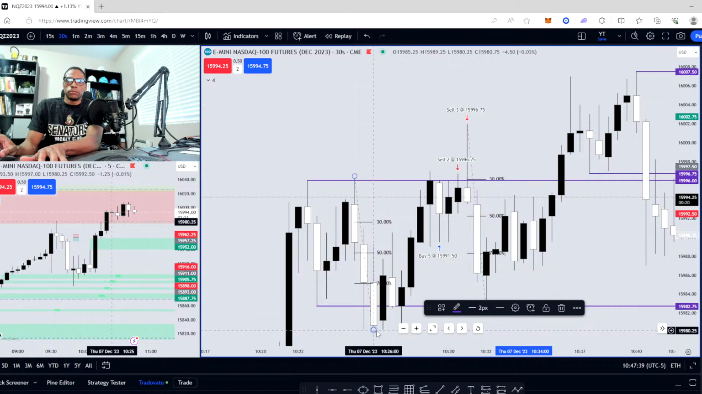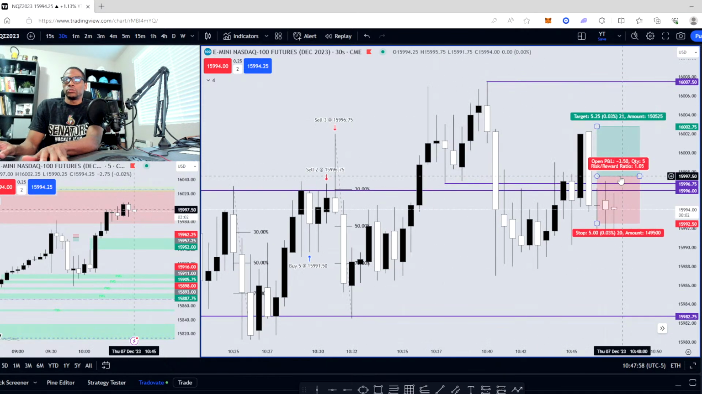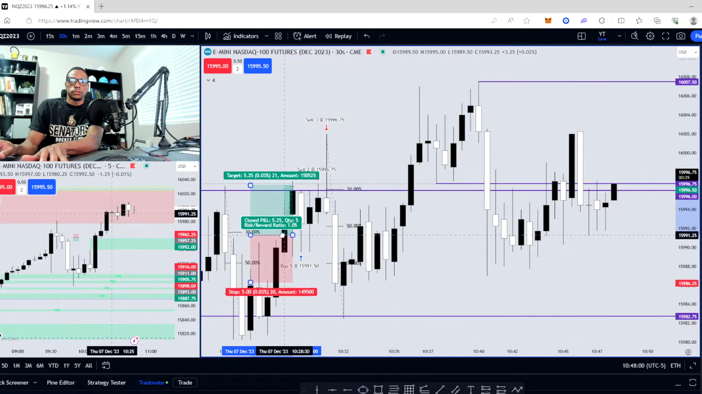So from there, we set up this Fibonacci from this low to this high. And we waited for price to retrace 30%, which is right there. And then we had a 5-point take profit. So you can see it bought out. Let me use a trade tool to make it easier to see.